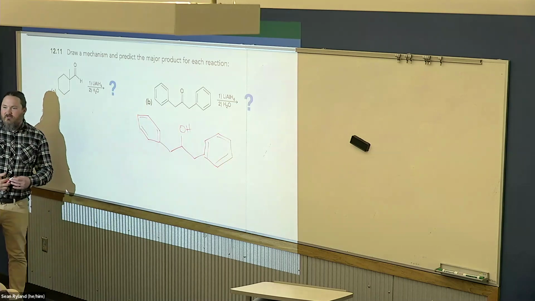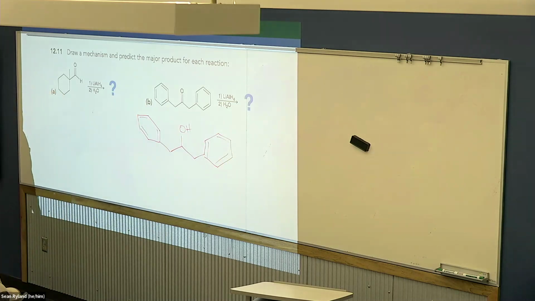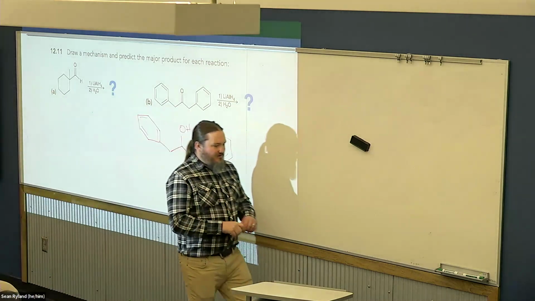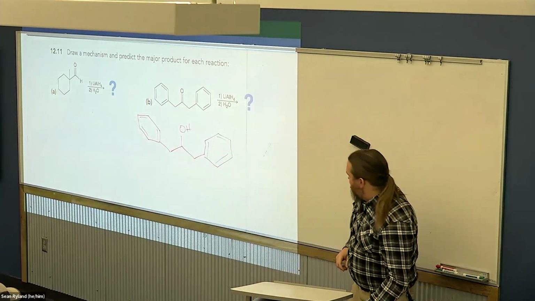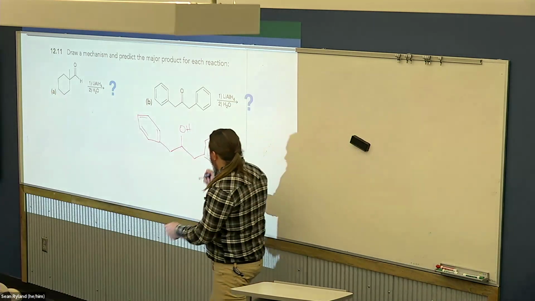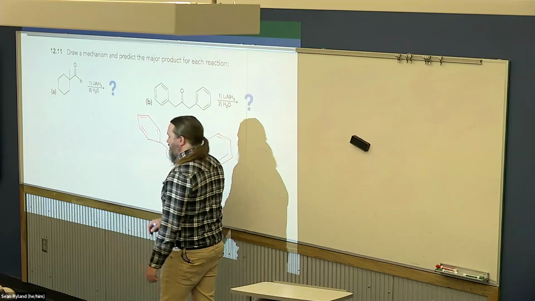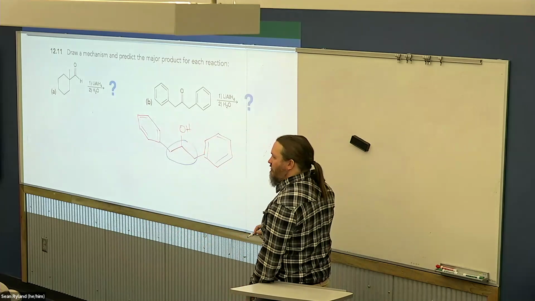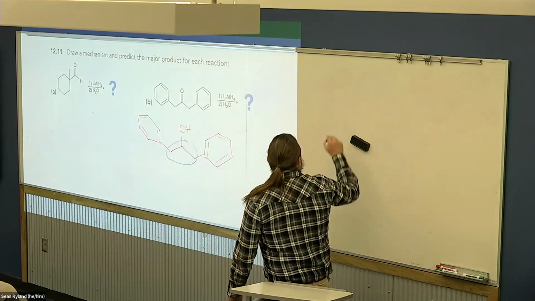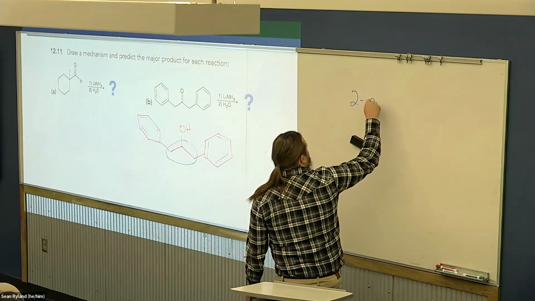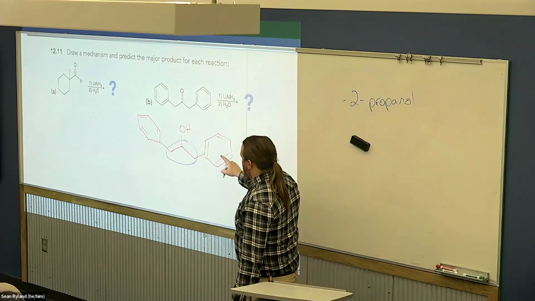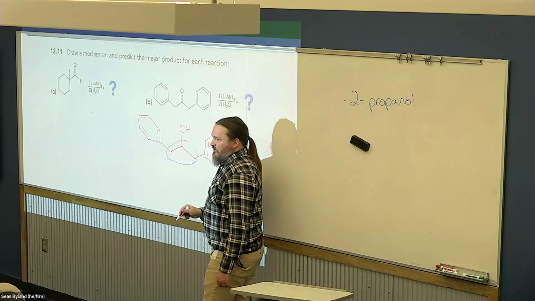How would we name that molecule? Count them again. There's your longest continuous starter chain. It is not part of the ring, so it's 2-propanol. That is your parent molecule. And then it'll be 1,3-diphenyl.